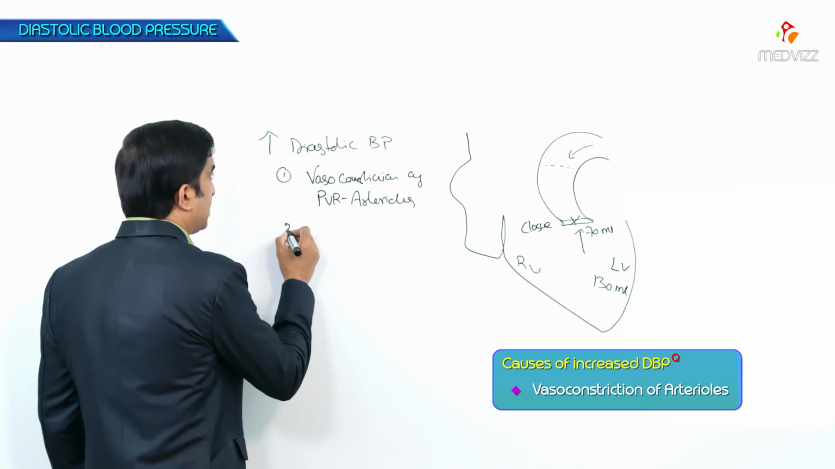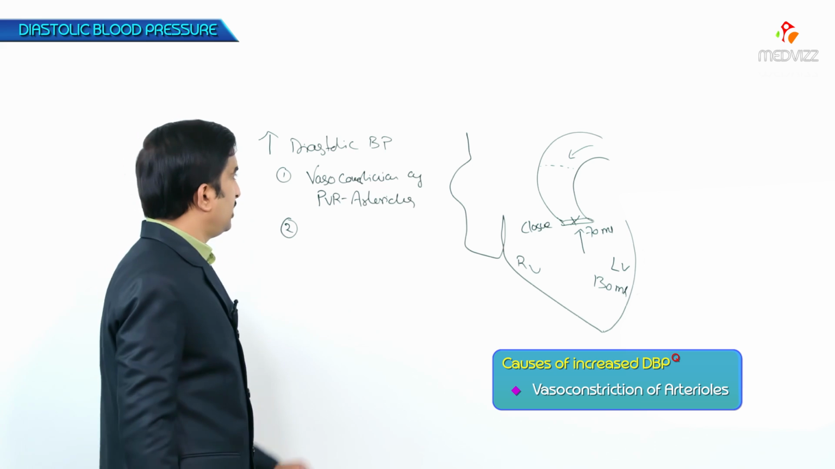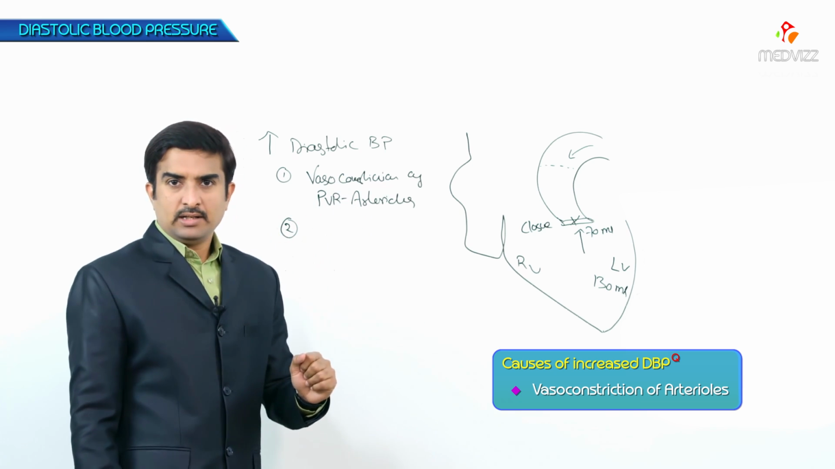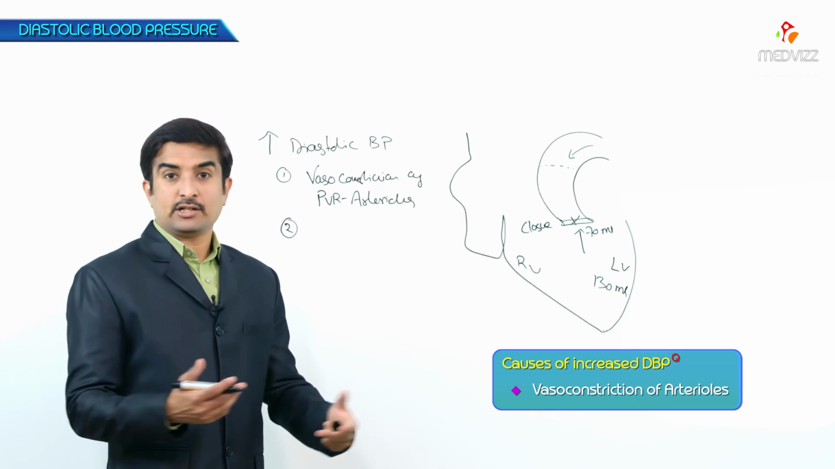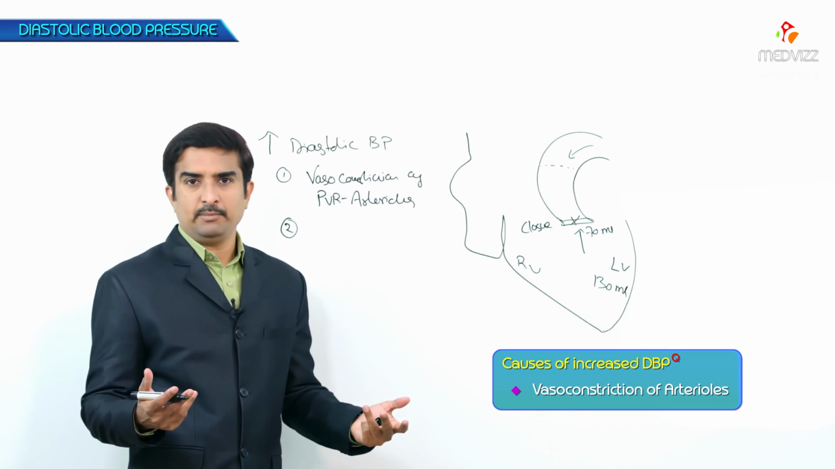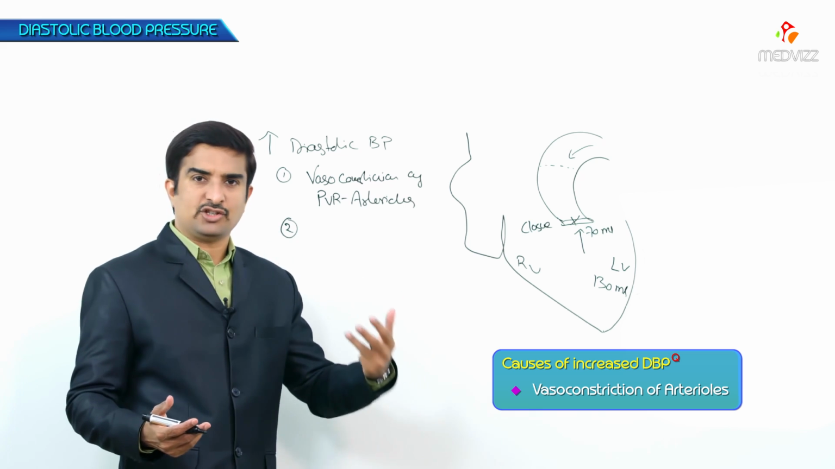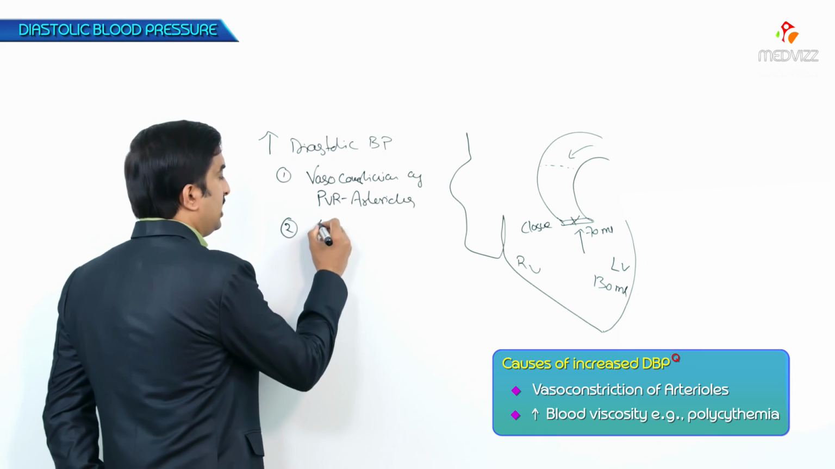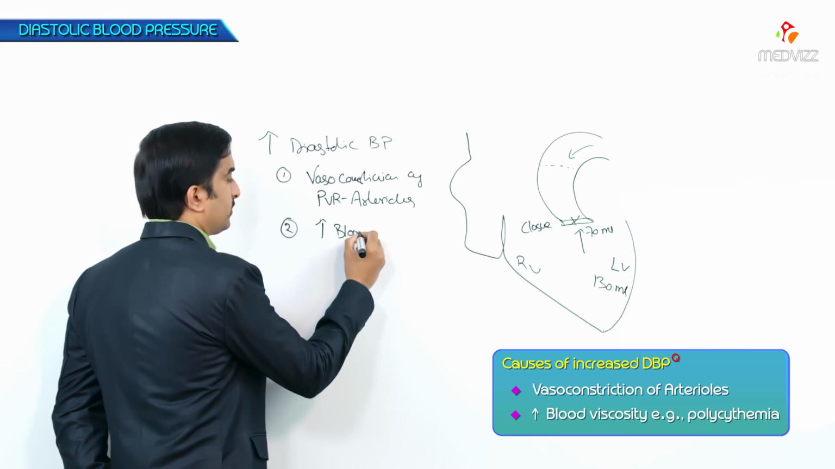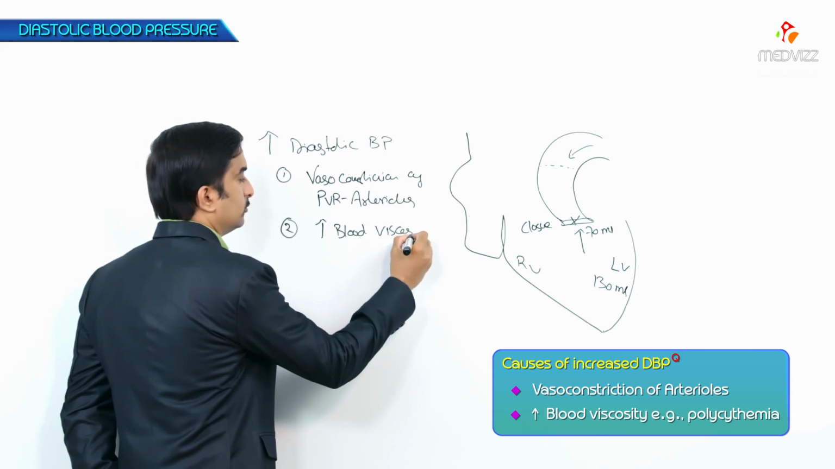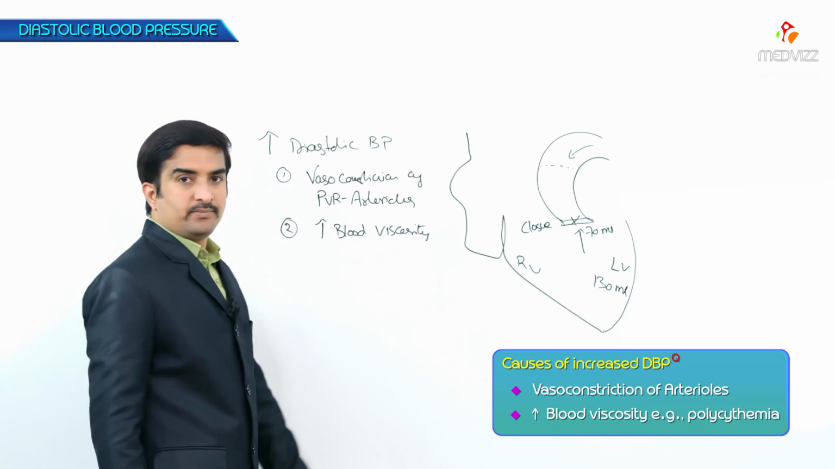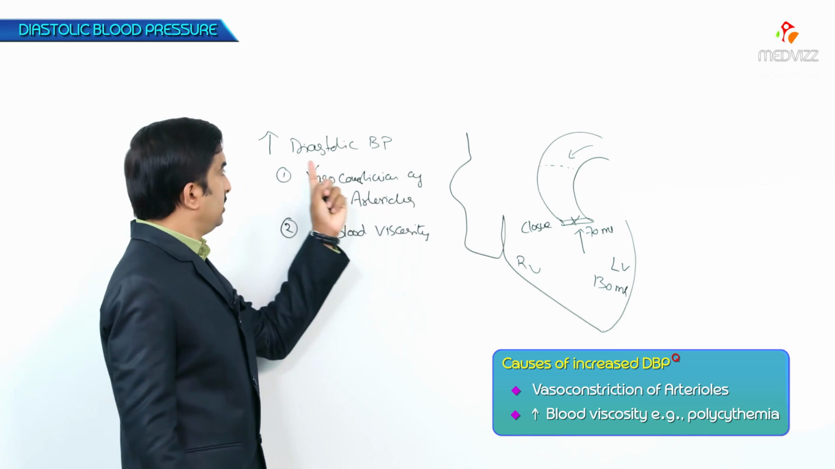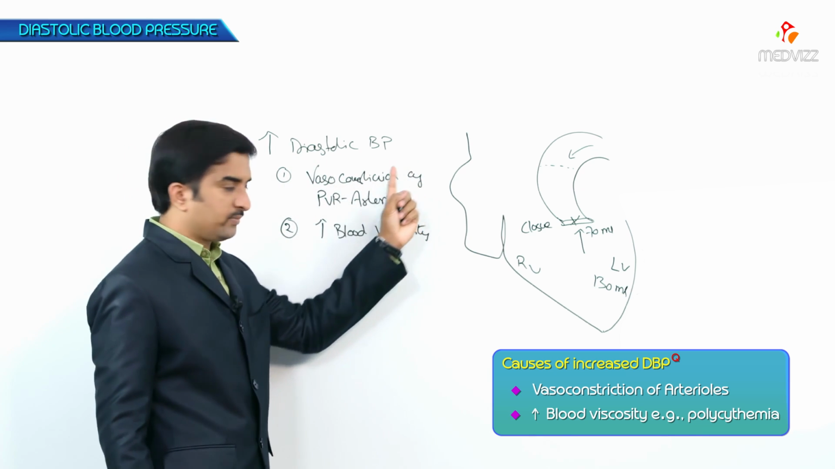And the second important factor which increases the diastolic blood pressure is an increase in the blood viscosity. That is hyperviscosity of blood in conditions like polycythemia. In anemia, the viscosity of the blood is decreased, but in polycythemia, the viscosity of the blood is increased. So, vasoconstriction of PVR arterioles increases diastolic blood pressure.